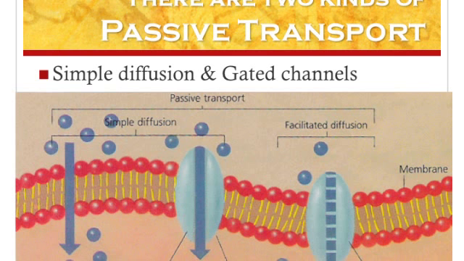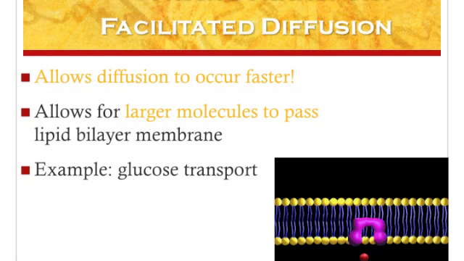Now, through gated channels, the molecules have to go through a gated channel. So it doesn't exert energy, but it has to go through a gated channel. Imagine a high-rise building in New York City that has a security guard. Even though there's more people outside the building than inside, you still have to go through that security guard or that gated channel to get inside the building. These are two types of passive transport that you will need to know for your test coming up.